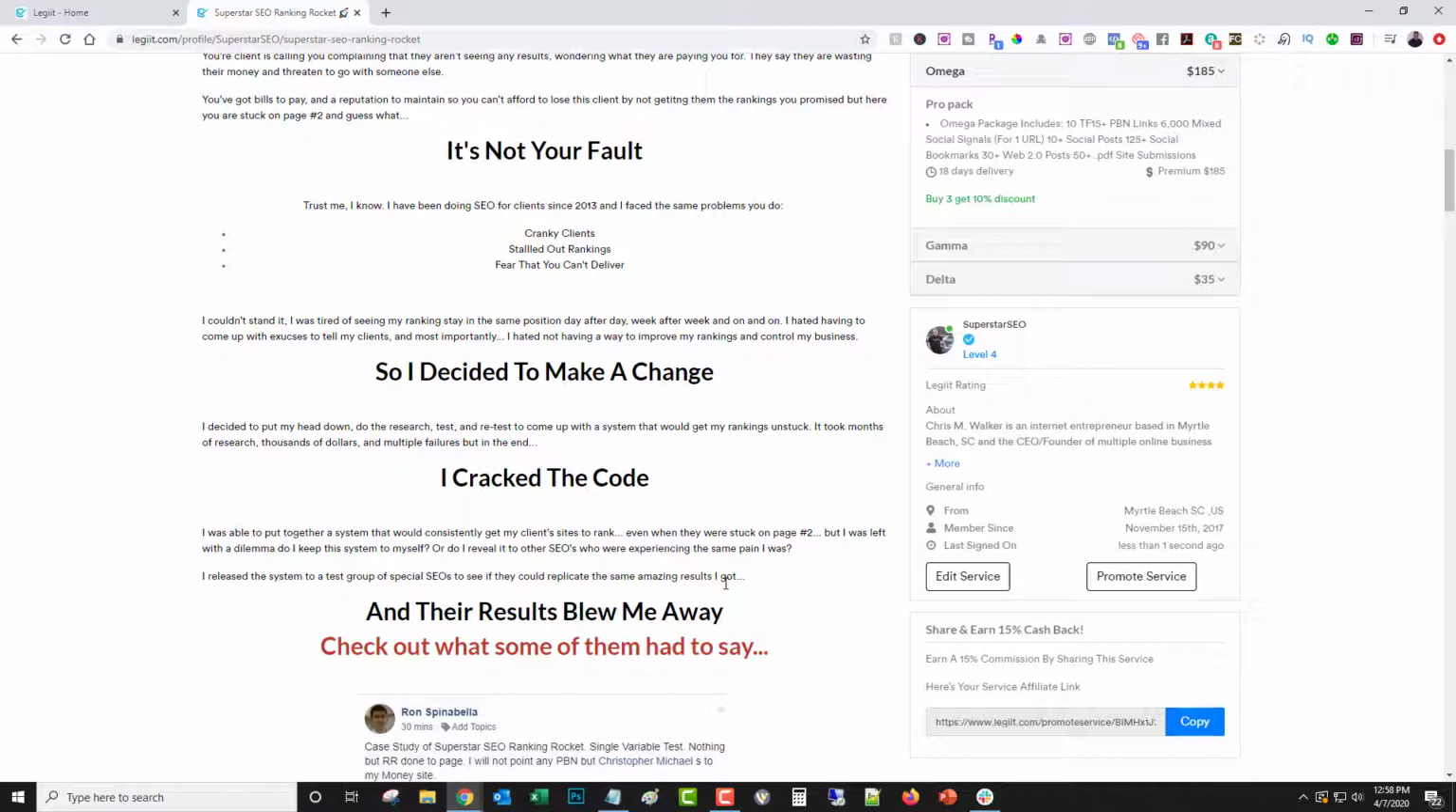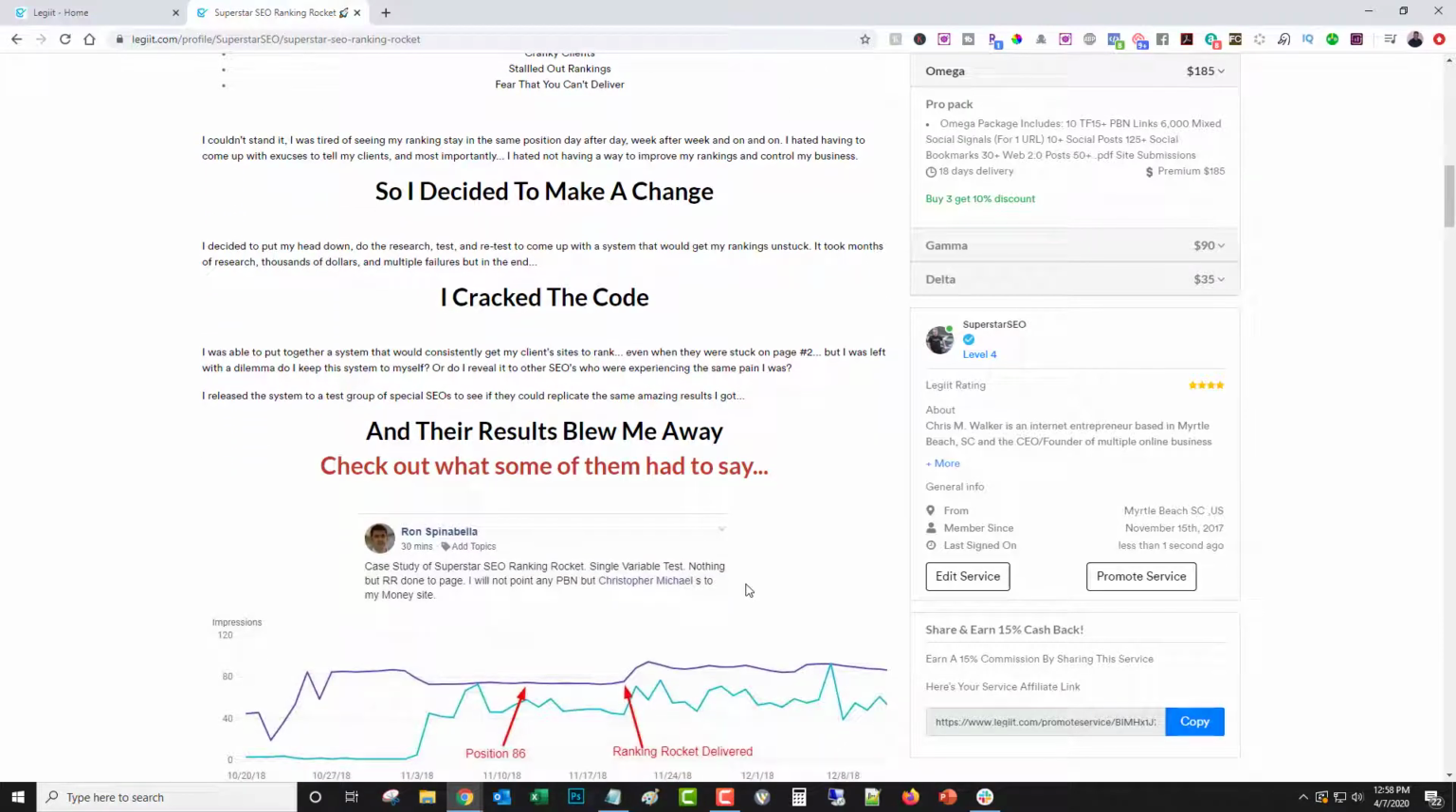So what I'm doing there is showing some authority and some expertise, that I've taken the time to research the problem that we've identified and found a way to solve it. That phrase, I cracked the code, works really, really well. I was able to put together a system. System is very powerful. People think there's always some sort of magic solution to their problem, and that you, as the person selling it, have that magic system that would consistently get my clients' sites to rank, even when they are stuck on page 2. See how we loop back to the original problem?